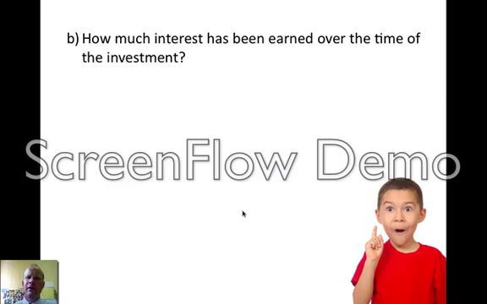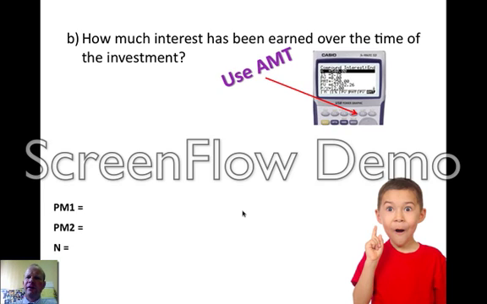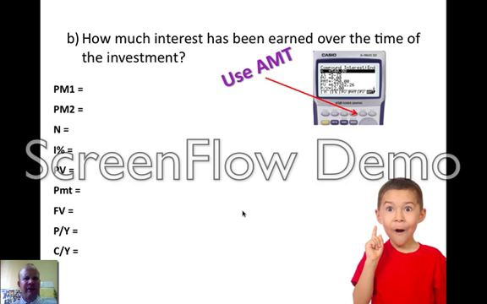Now those numbers will stay in your calculator for all the other calculations that you need to do. So how much interest has been earned over the time of the investment? You could work out how much has gone in your payments and take it away from your final balance and get a number. Or you could use the AMT button, the amortization button, which will help you work it out quicker. So, if you hit F4, a new window will come up on your calculator. It will have a PM1 and a PM2 in it. The rest is exactly the same.